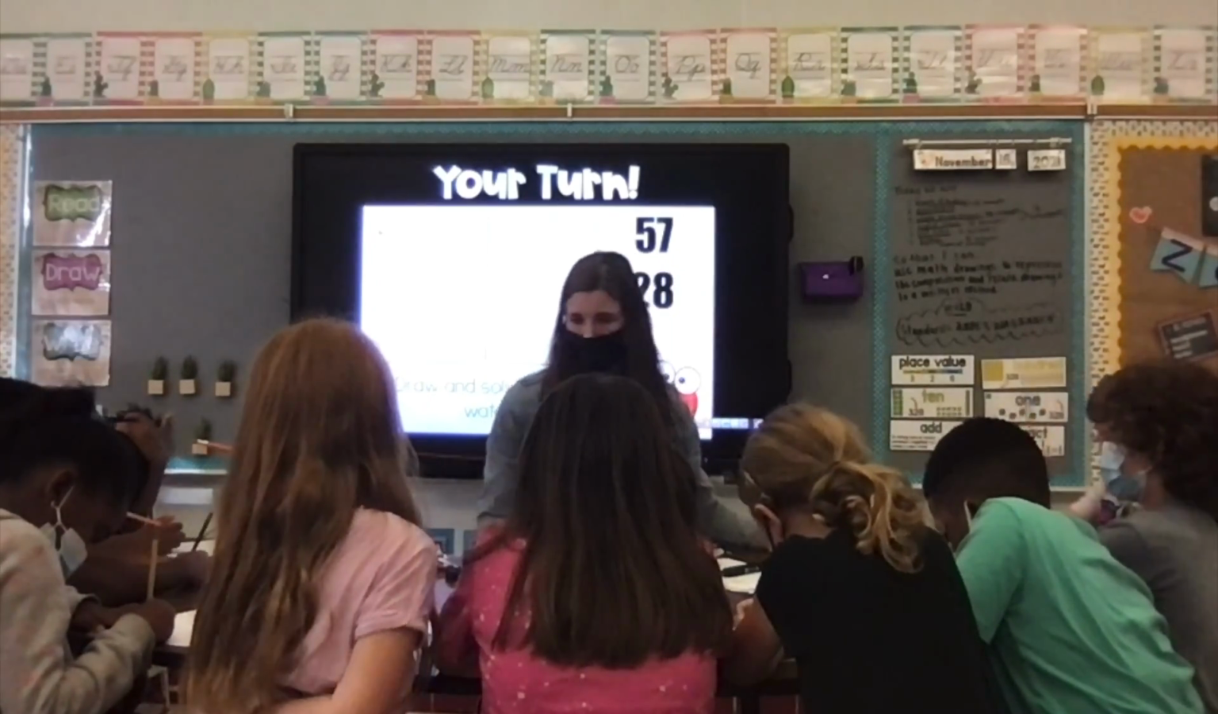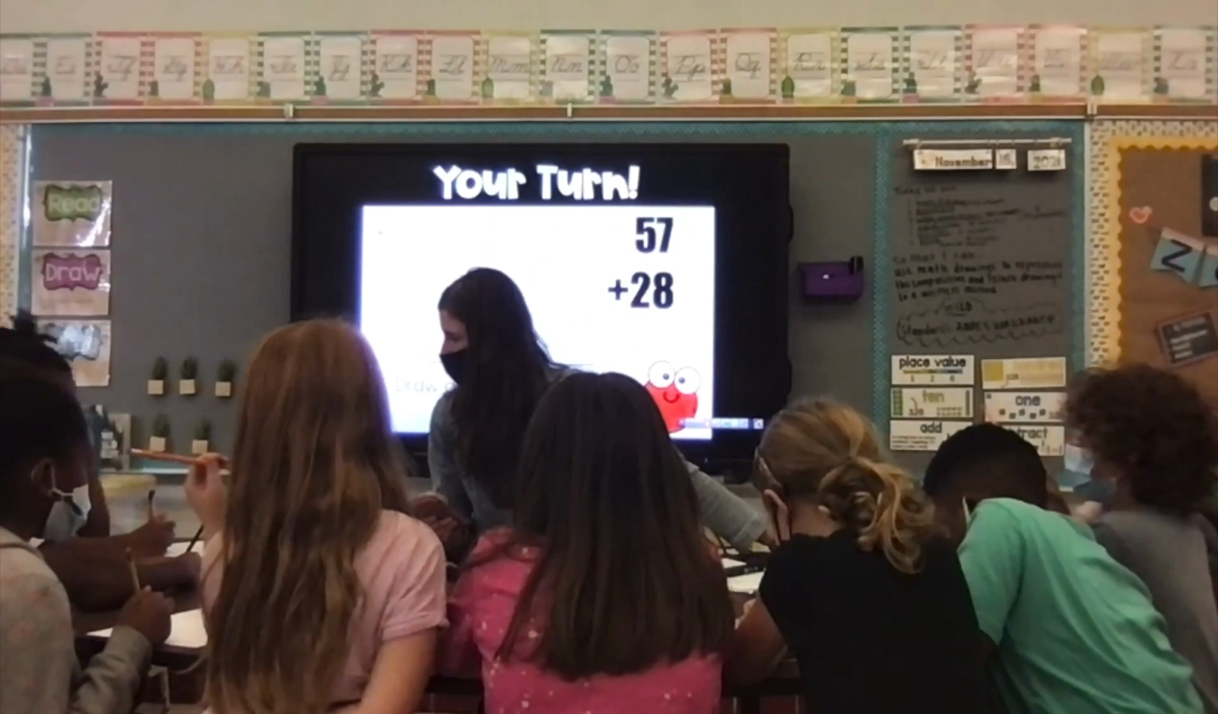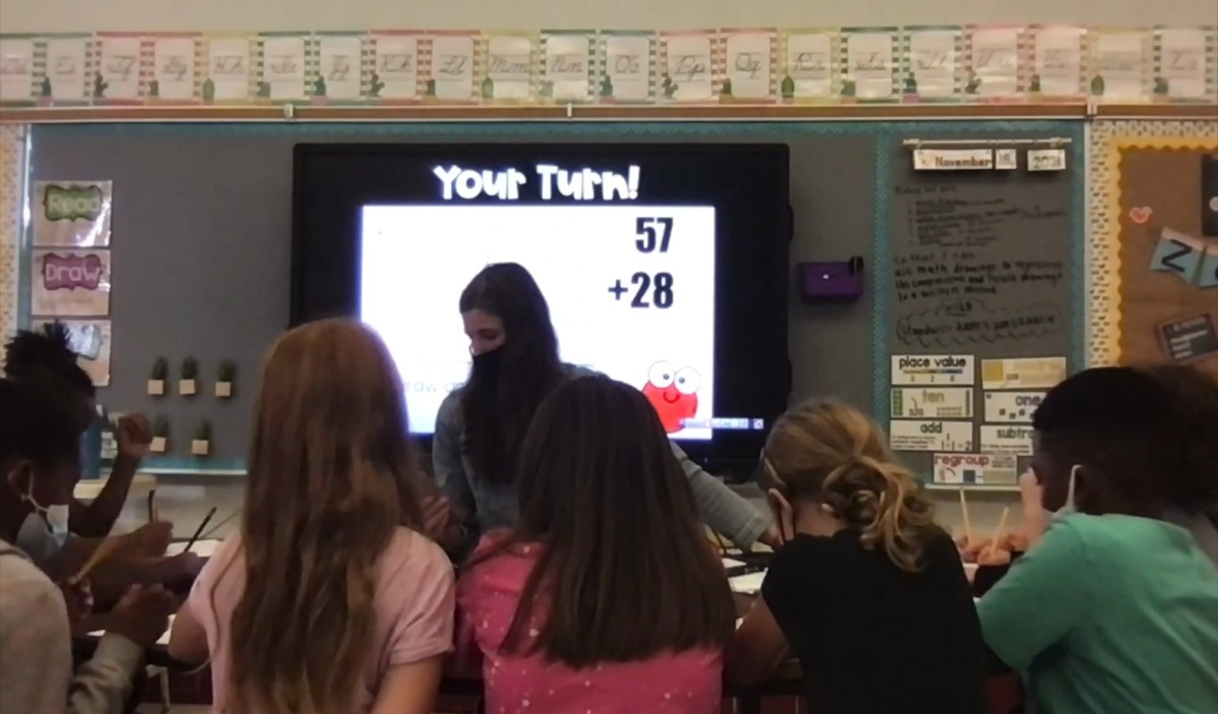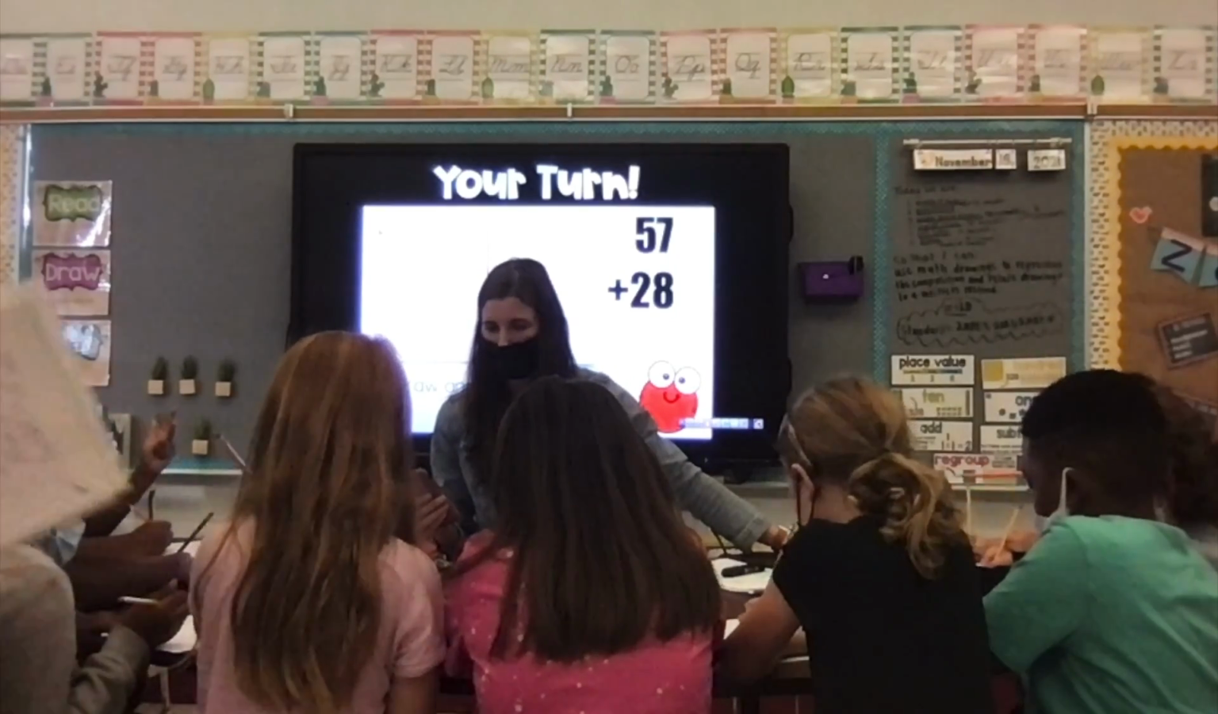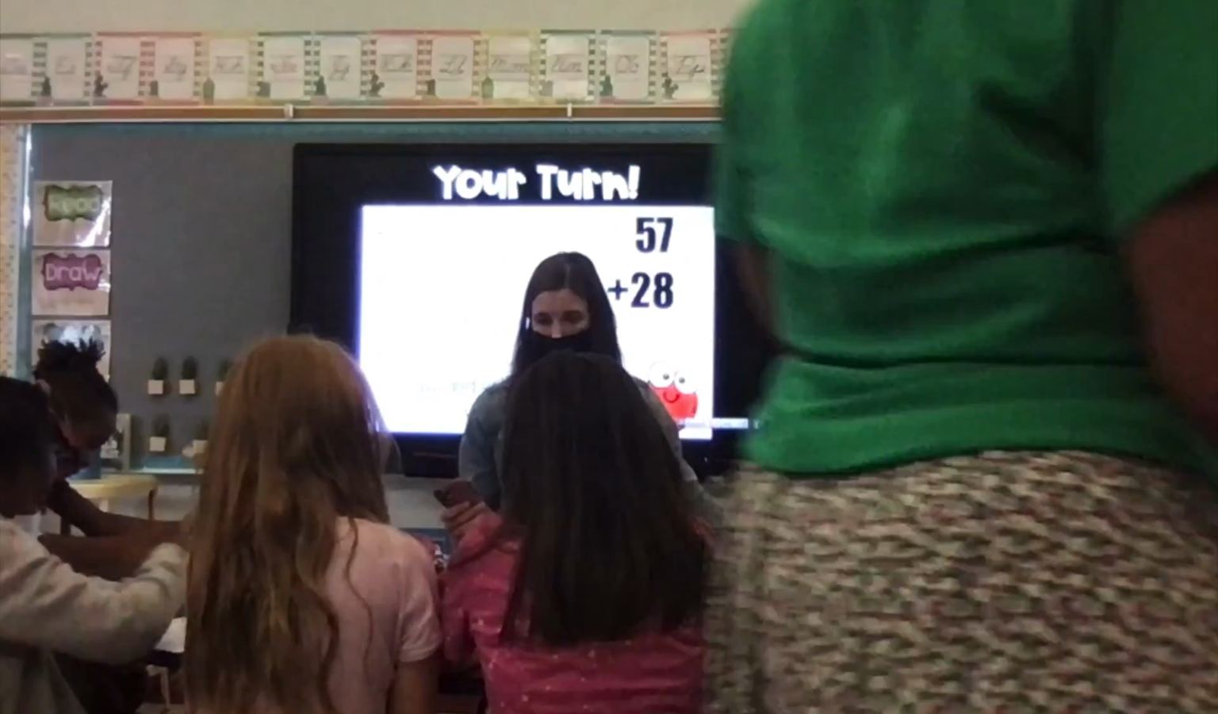Already been doing a great job. So we're going to model it with our place value chart in the big section.